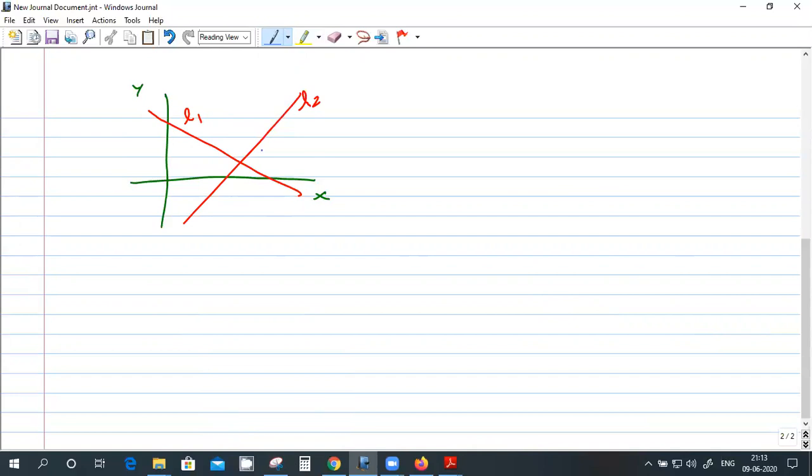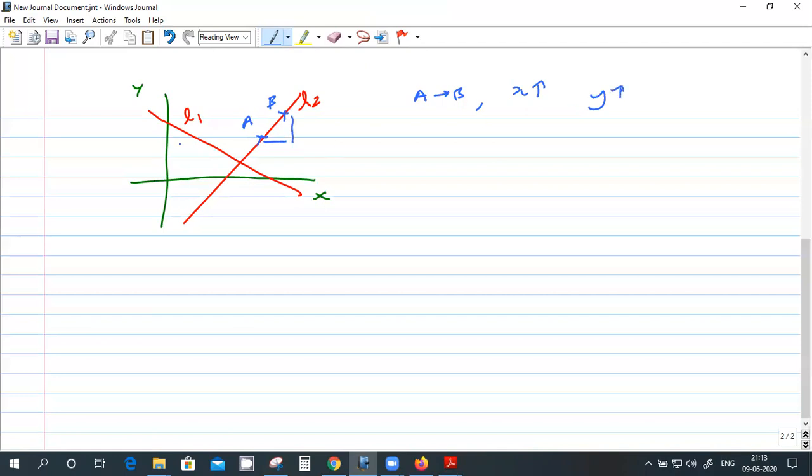This line L2, when I go from this point to this point, from A to B, the value of x is increasing or decreasing? x is increasing. What about y? From A to B, y is increasing. Yeah, y is also increasing.